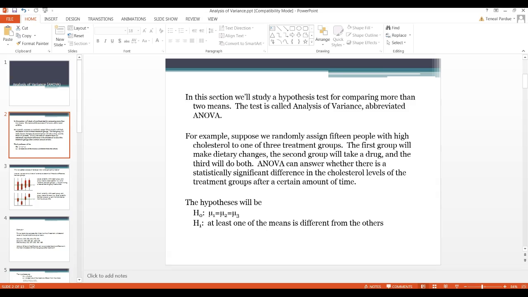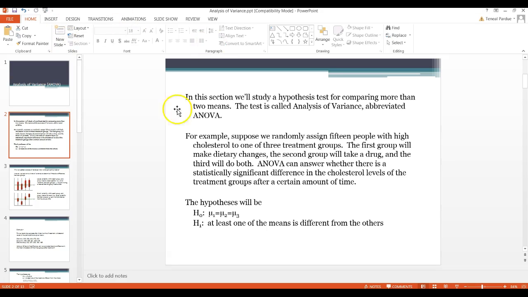In this example, we've got 15 people who have high cholesterol, and we're going to randomly assign them to one of three groups. The first group is going to make dietary changes only. The second group is going to take a drug only, and the third is going to do both. ANOVA can determine whether there's a difference in the cholesterol levels of the groups after, say, a year of these treatments.